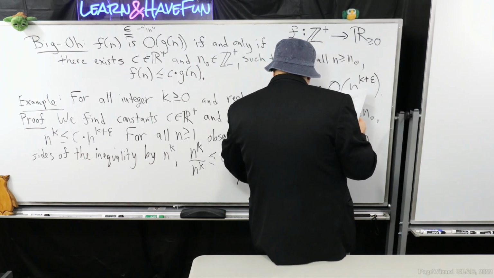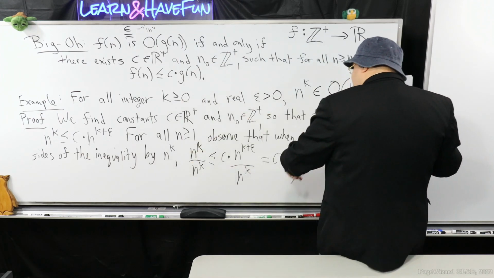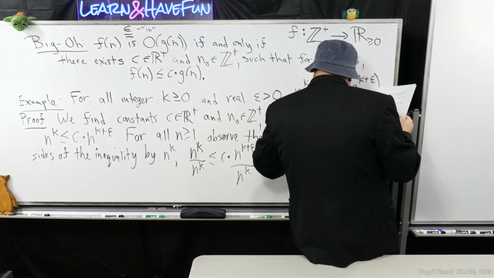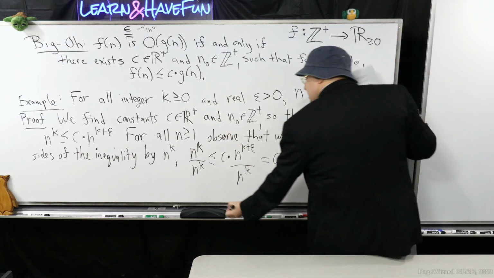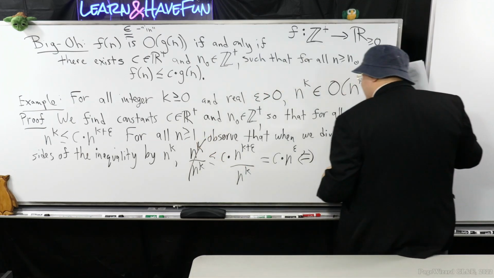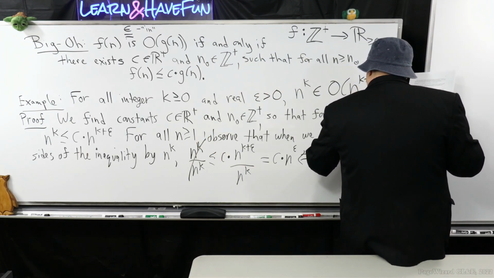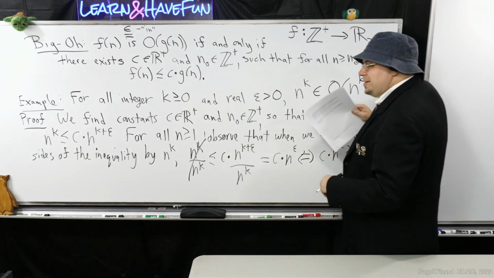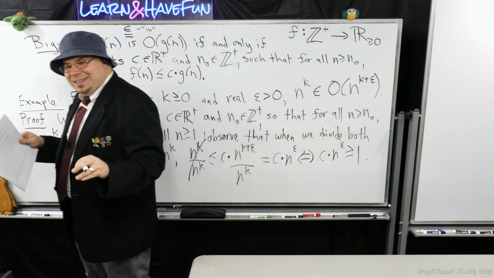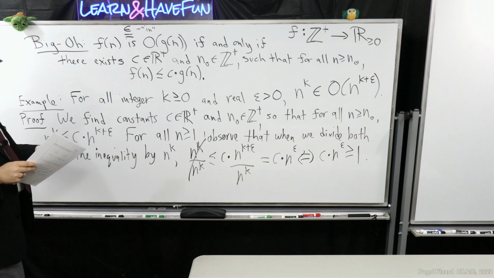So I end up with c times n to the epsilon, which if I rewrite this inequality now, this is actually me saying, because remember, n to the power k divided by n to the power k is just 1, right? So we have c times n to the power of epsilon is greater or equal to 1. So you can see quite quickly once I've done this, my hope is that we just need to now figure out the constant.